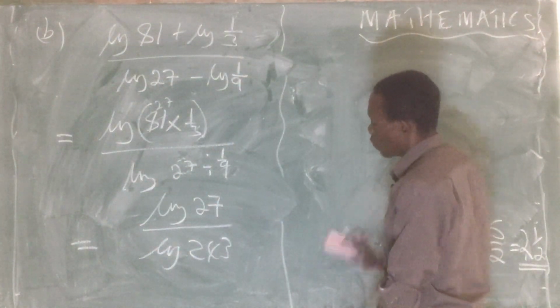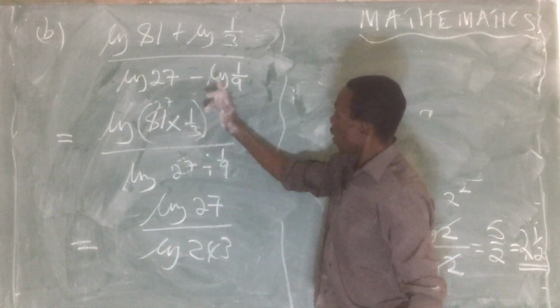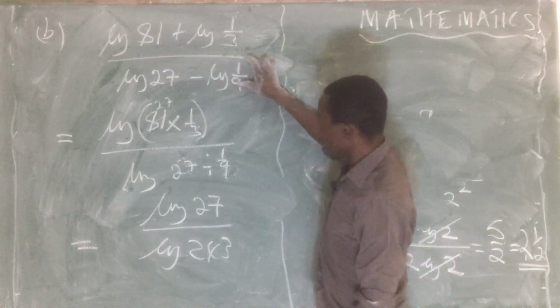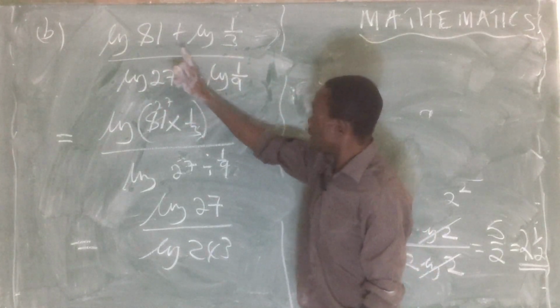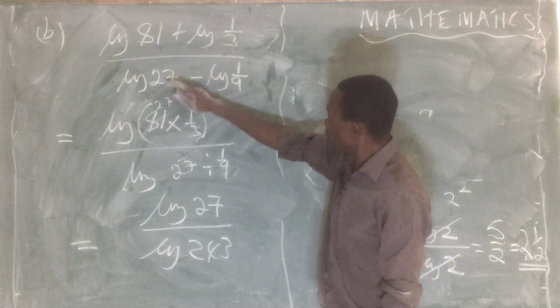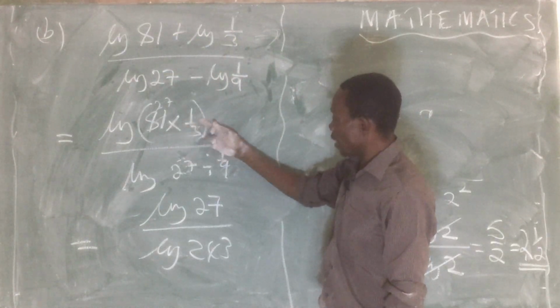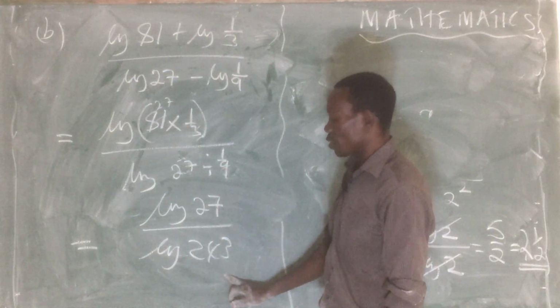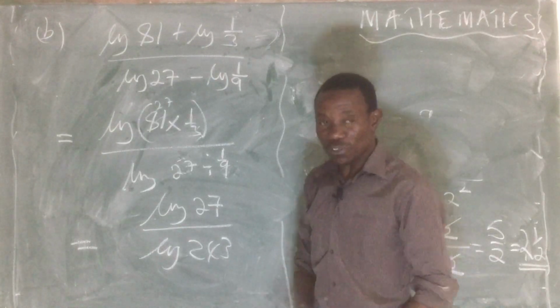Right, just by laws of logarithms. I repeat, we are subtracting. Bases are the same, it's base 10, base 10. We are adding base 10, base 10. Multiply that by this one. Divide that by that one. We have written like that one. We have divided like that one. The same instructions come in.